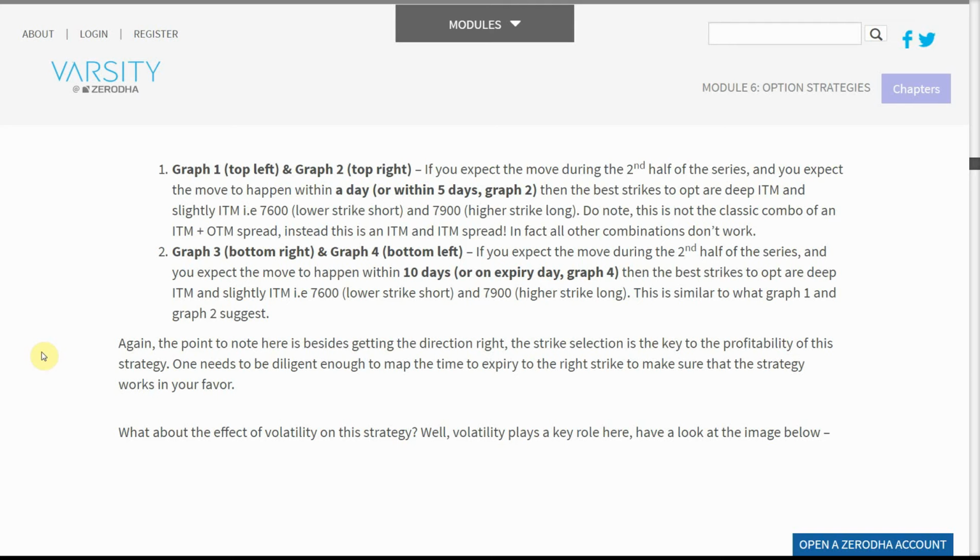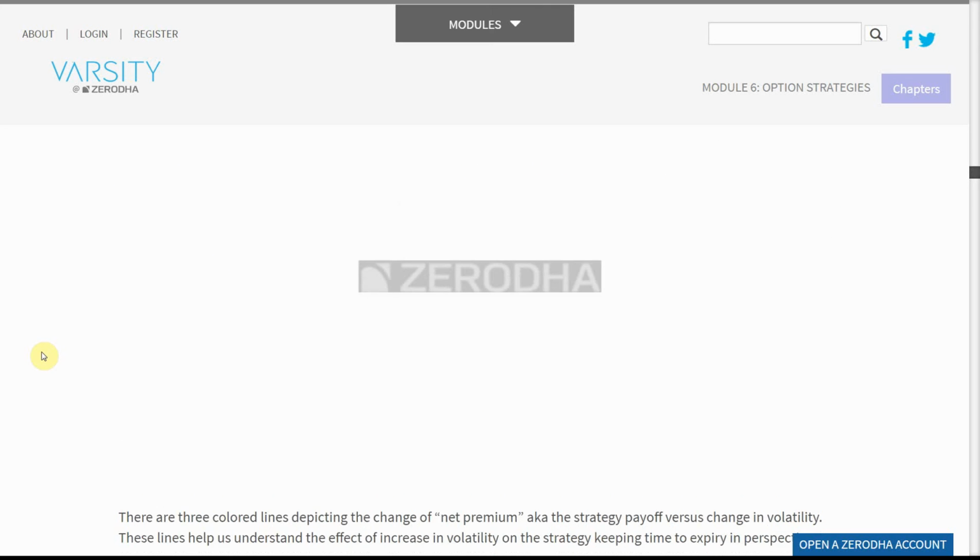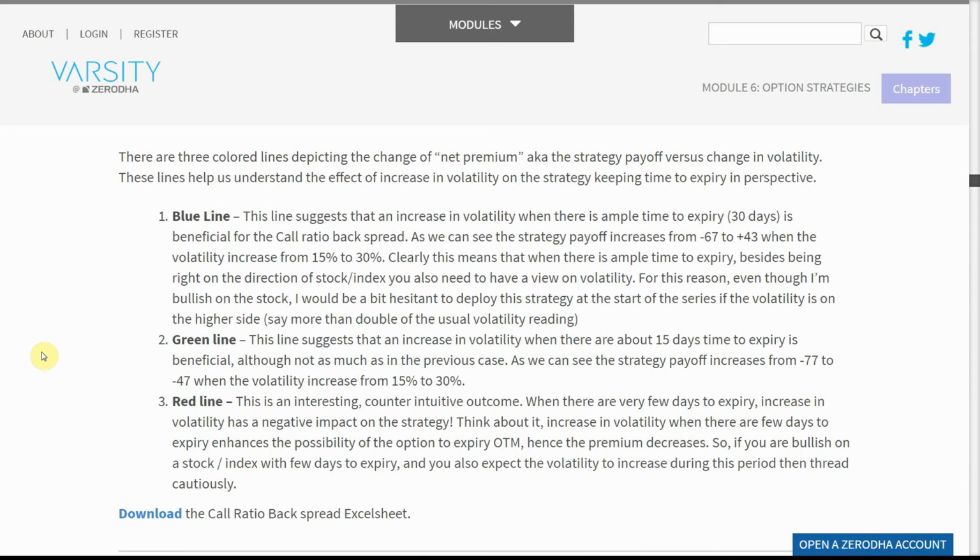What about the effect of volatility on this strategy? Well, volatility plays a key role here. Have a look at the image below. There are 3 colored lines depicting the change of net premium, aka the strategy payoff, versus change in volatility. These lines help us understand the effect of an increase in volatility on the strategy, keeping time to expiry in perspective.